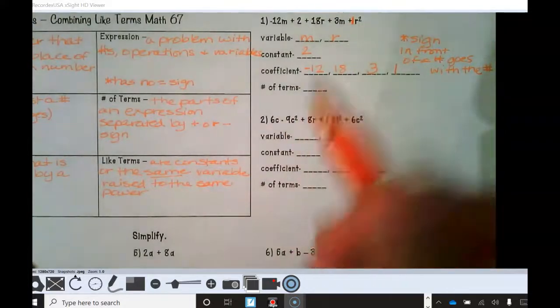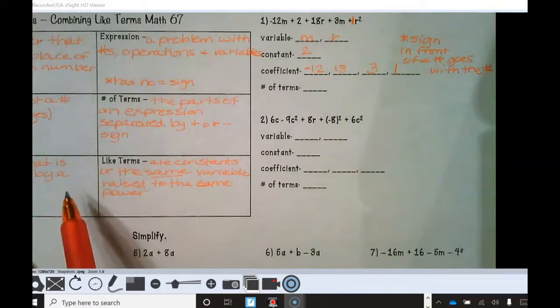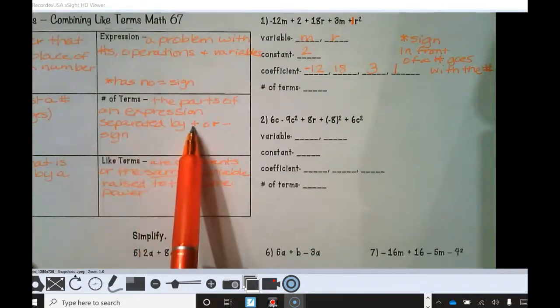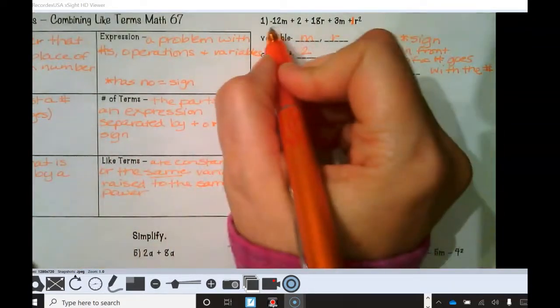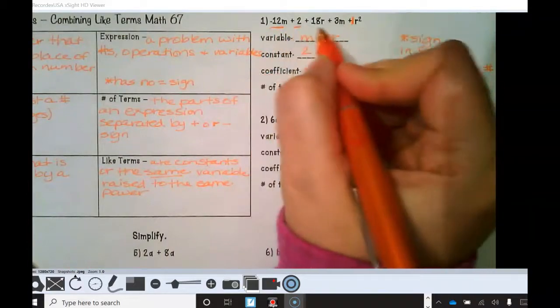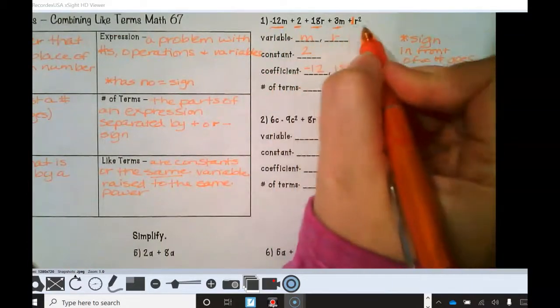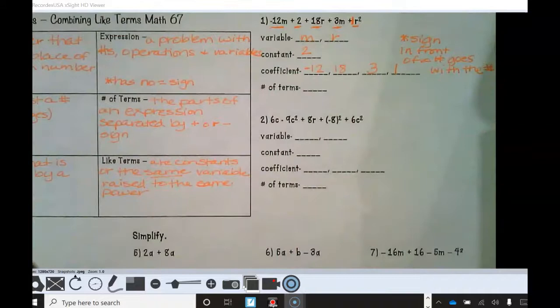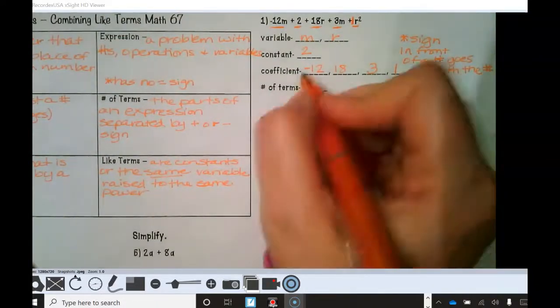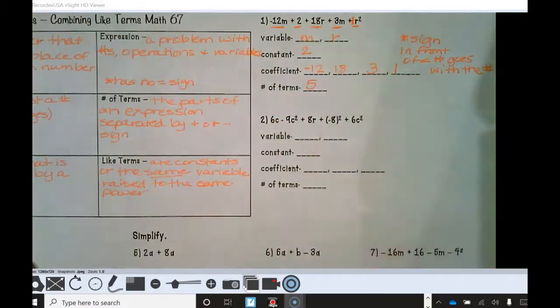All right, number of terms. That's the pieces of the expression separated by a plus or a minus sign. So we have 1 piece, 2, 3, 4, 5. You're counting the pieces, not the signs themselves. So there are 5 terms in that expression.